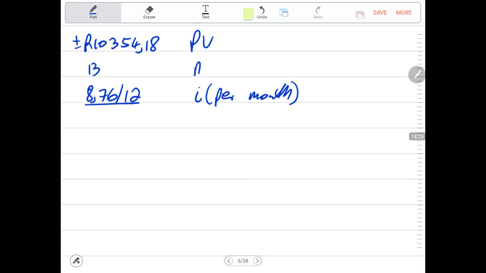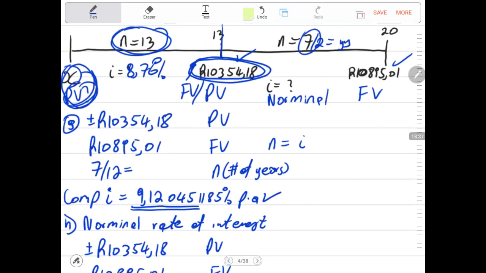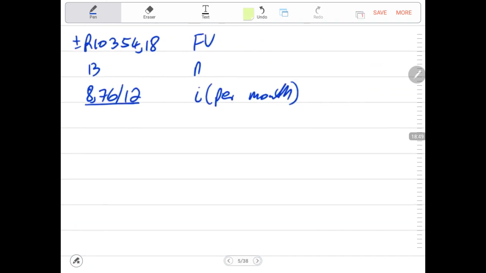Let me check if I did not say present value. This is the future value, yes. I'm just noting it now. This is the future value. We are looking for the present value, the initial amount that was invested for 13 months. How much was initially invested that increased up to 10,354? That is where we are now. So with that, we can now continue on that same note.